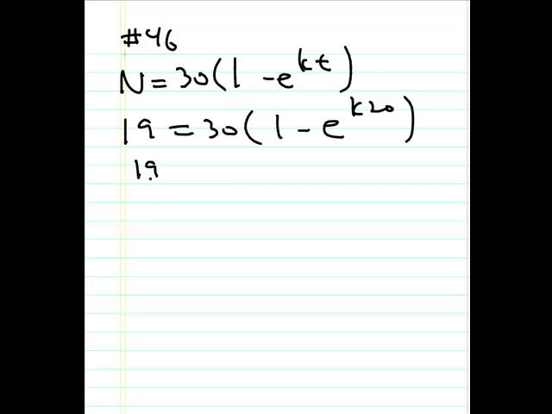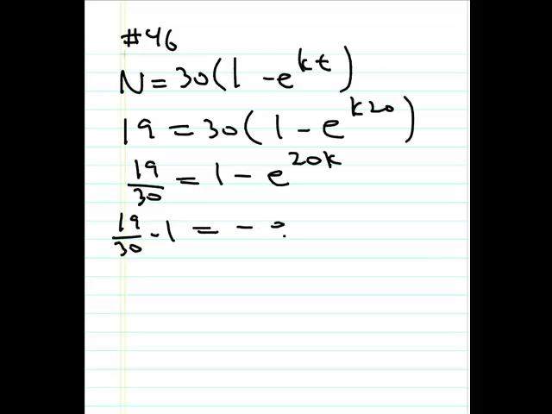So I need to isolate. 19 divided by 30 is equal to 1 minus e to the 20k. We want to subtract 1 from both sides. So this is 19 divided by 30 minus 1 is equal to negative e to the 20k. We're going to get negative 11 over 30, getting a common denominator and subtracting, is equal to negative e to the 20k.